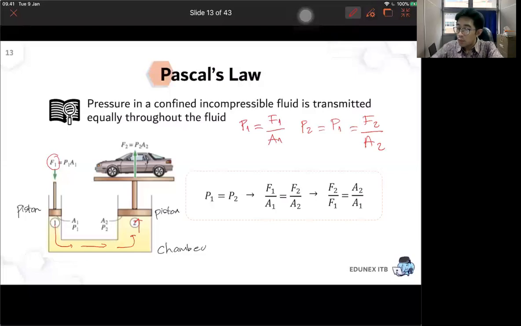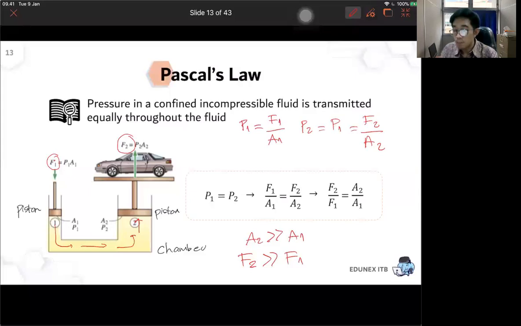So if the area at point two is higher than A1, then F2 is higher than F1. It means you can create a higher force from a small force. Anda bisa menghasilkan gaya yang lebih besar dari gaya yang lebih kecil dengan mengatur luas penampang. Tekanannya sama, tapi karena luas penampangnya membesar, maka gaya yang dihasilkan lebih besar.